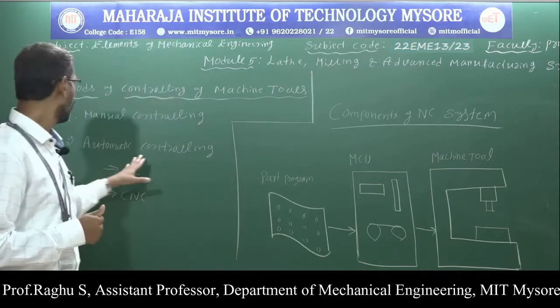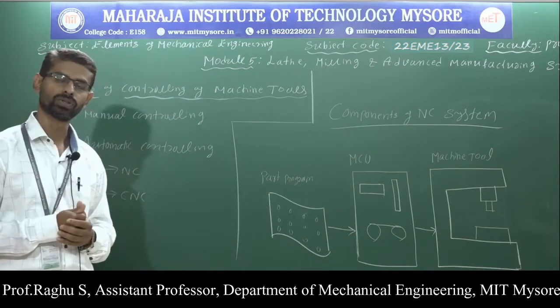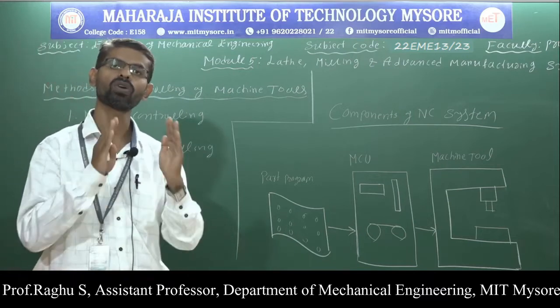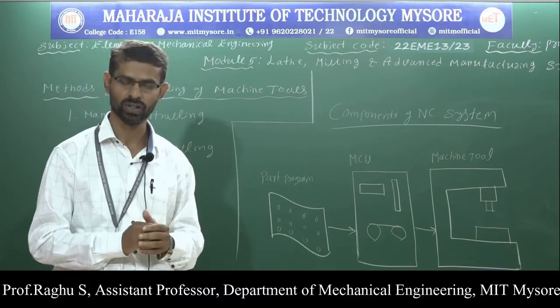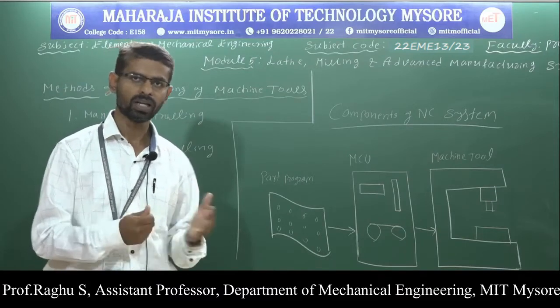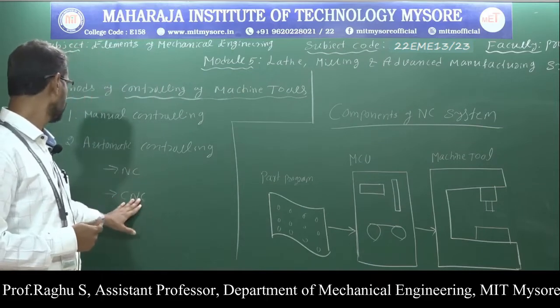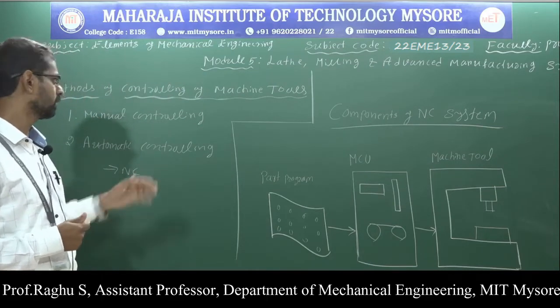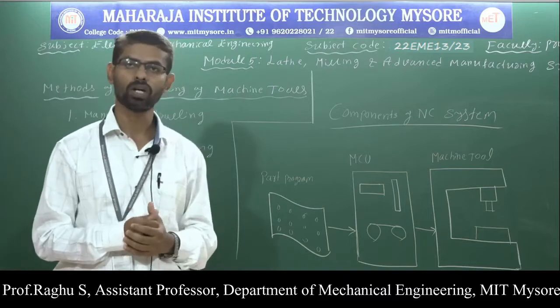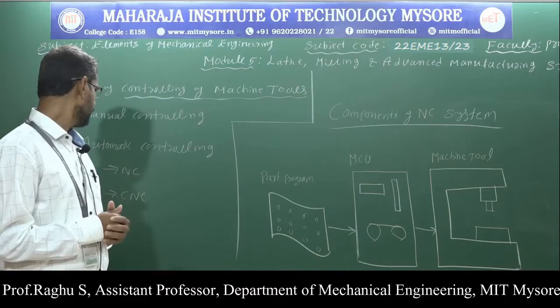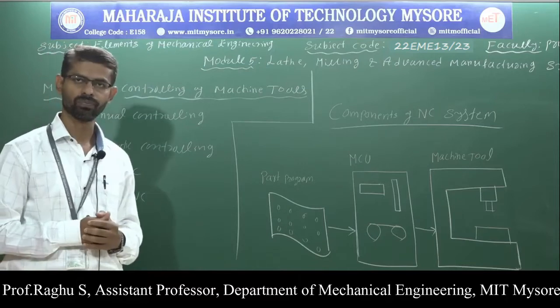So second one, automatic controlling of machine tools. Automatic controlling involves controlling of machine tools without direct human intervention or support. Examples for automatic controlling are NC machines, numerical controlling, and computer numerical controlling, which are examples for automatic controlling of machine tools. Now let us discuss the NC and CNC machines.